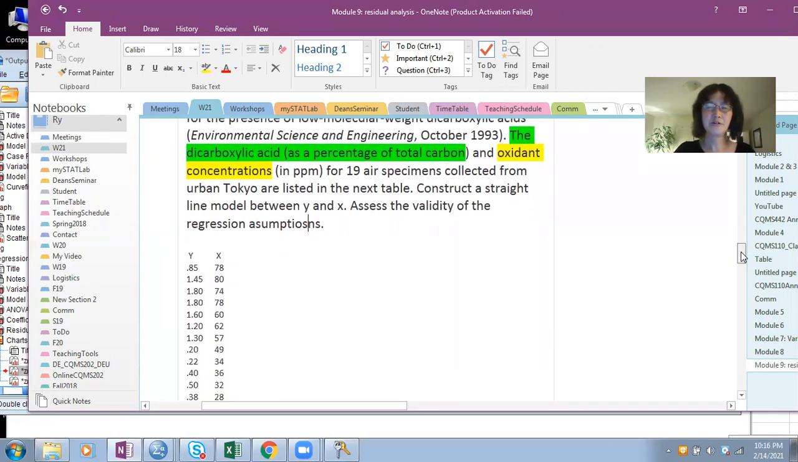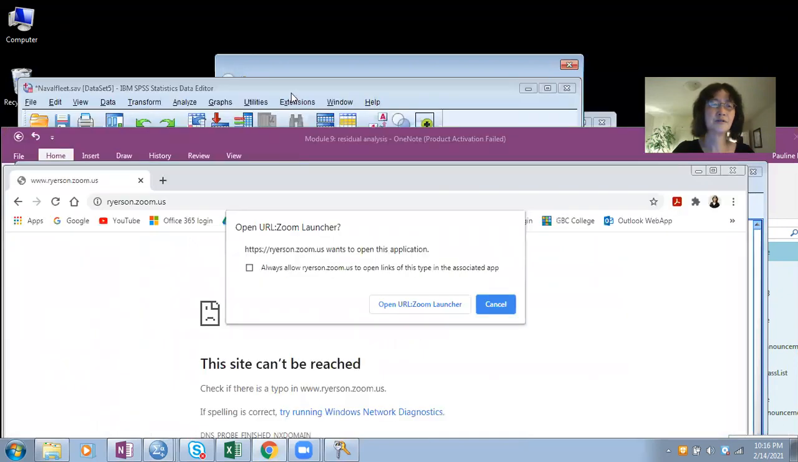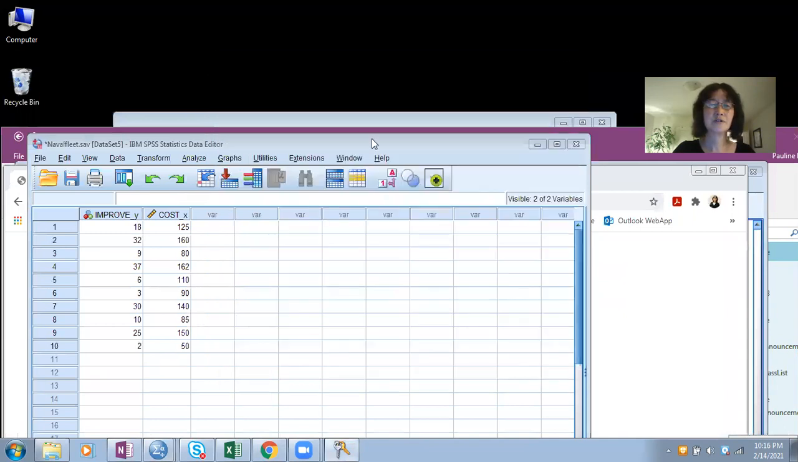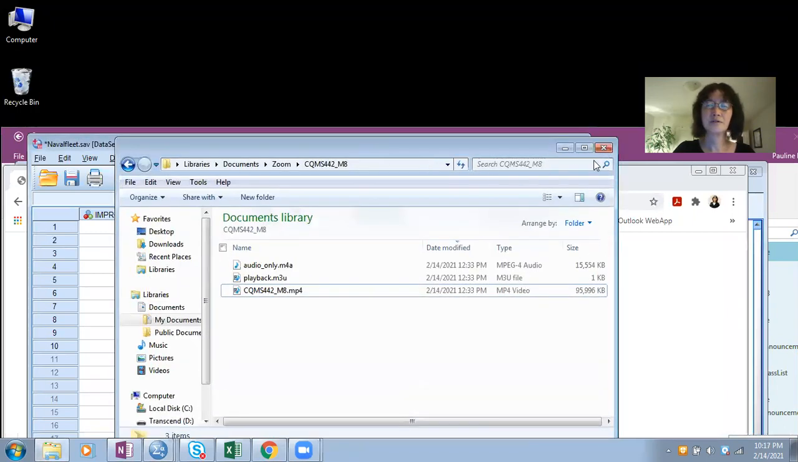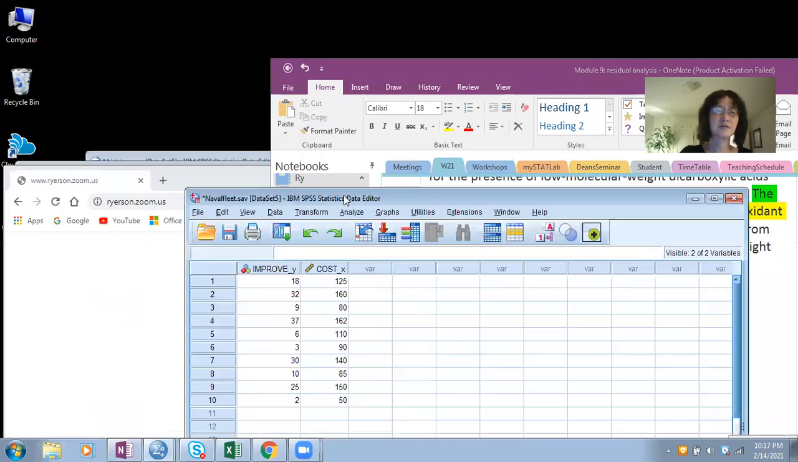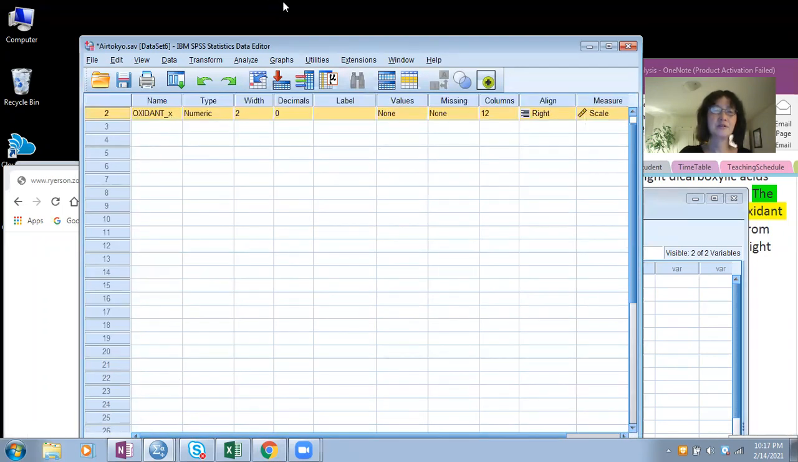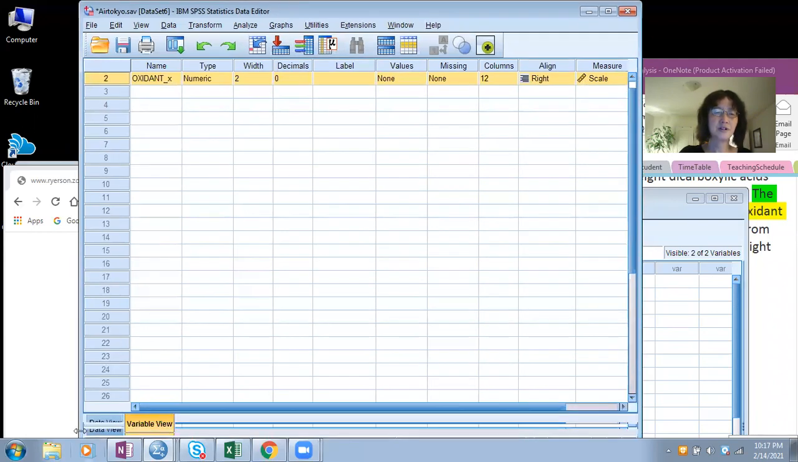So let's do the linear regression first, then use graphs to assess the assumptions. I have this data ready in SPSS. Let me try to locate my data. Here. All right, so this is the data. You have Y, you have X. Just go to the data view.